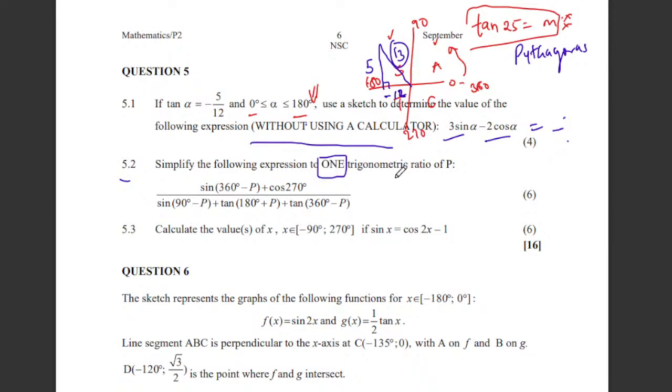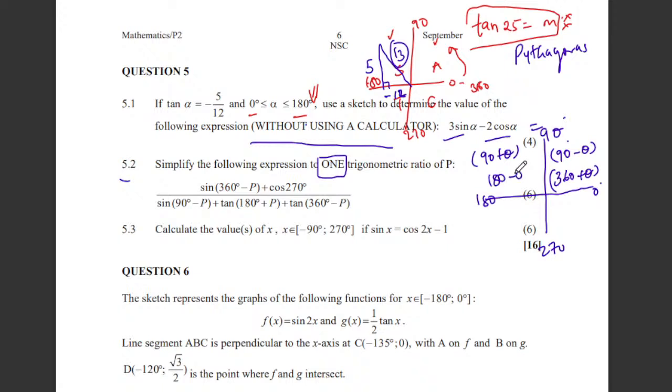So expression to one trig ratio of P. These are reductions. Reductions still take you back to the Cartesian. Remember 0, 90, 180, 270, and then 360. This quadrant is known as the quadrant of 360 plus, and it's also known as the 90 minus. This is the quadrant of 90 plus, and it's also known as the quadrant of 180 minus. The quadrant here is 180 plus, and the last quadrant is known as 360 minus.